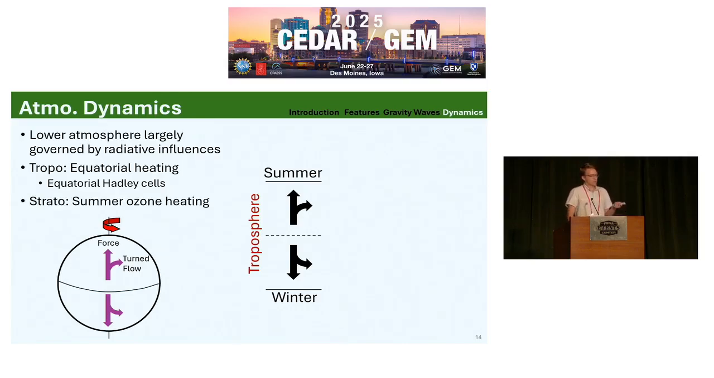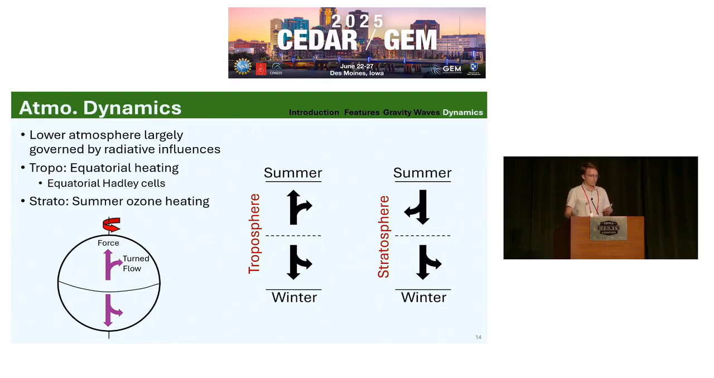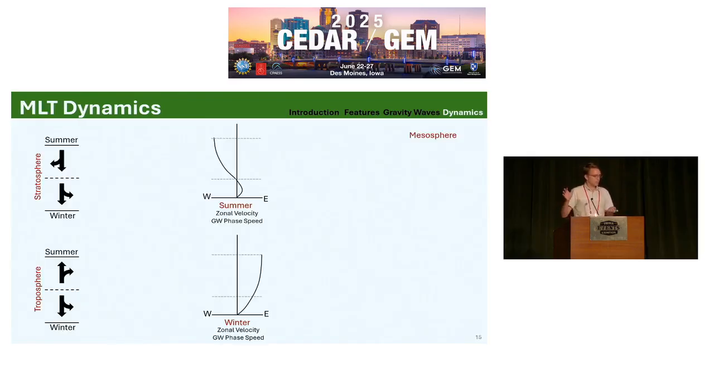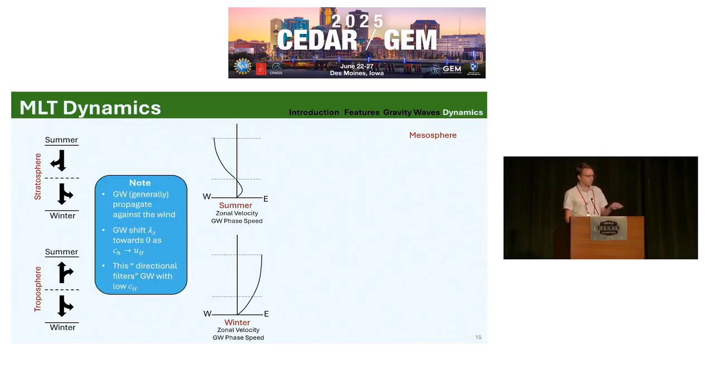In the stratosphere, where you have summer ozone heating, you in general get a summer to winter flow in portions of the stratosphere that give you this different zonal wind pattern. So if you take these wind patterns and split them by summer and winter flows, you'll see you get these different wind profiles.